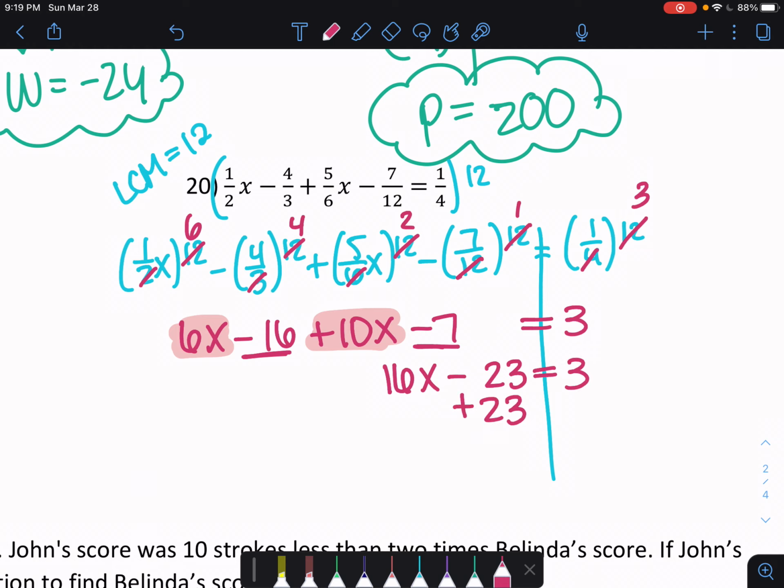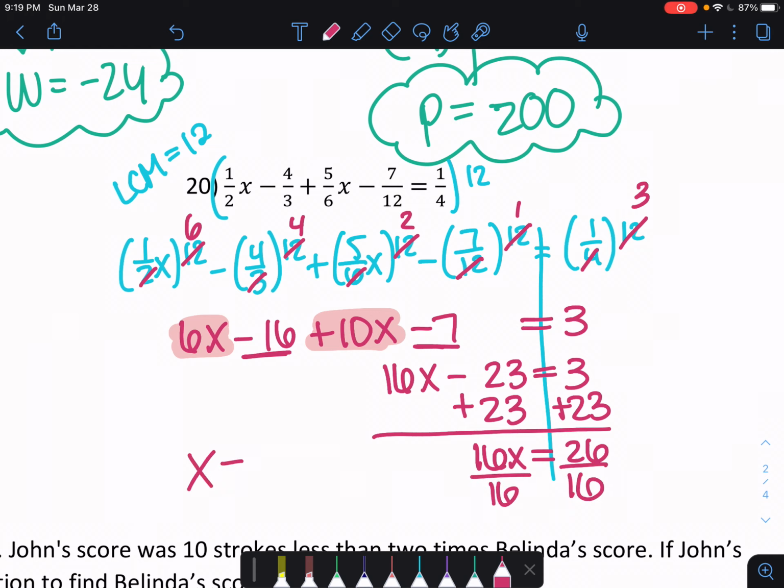So I'm going to add 23 to both sides. So 16x equals 26. I divide by 16. And x equals 13 over 8. I simplified the fraction by dividing both sides by 2. So your answers are allowed to be fractions in these. In fact, they're probably going to be messy fractions most of the time when it comes to solving equations with multiple fractions in them.